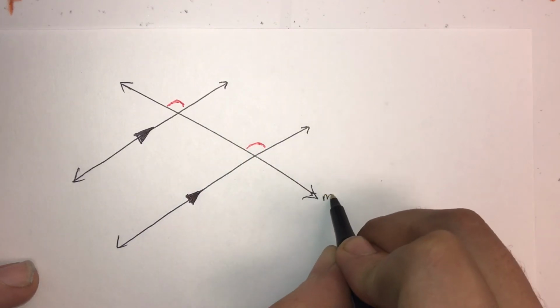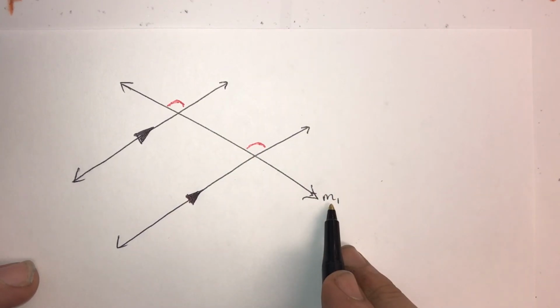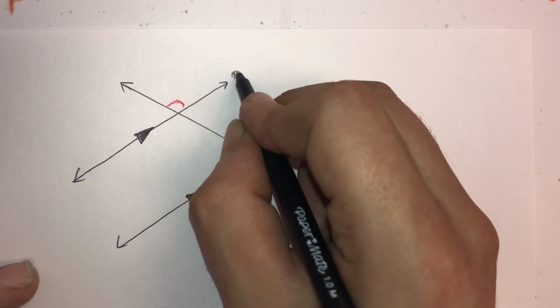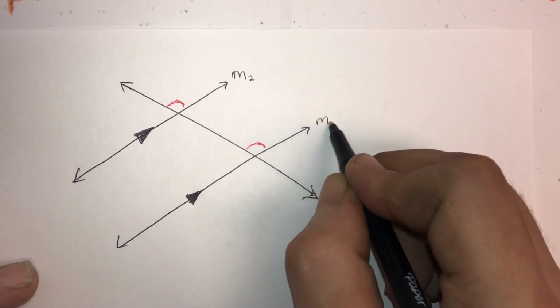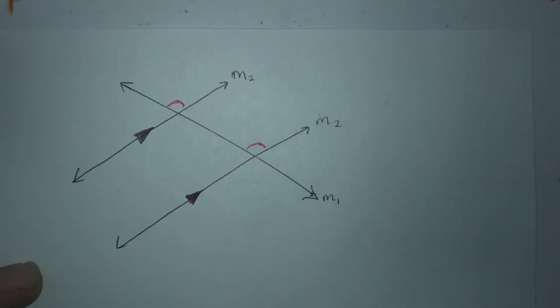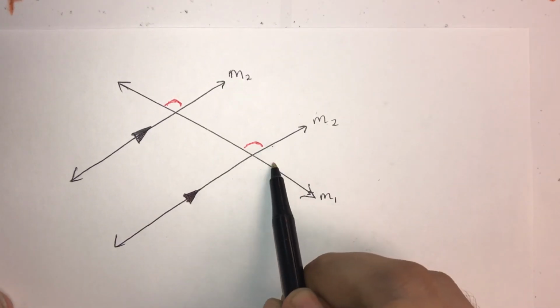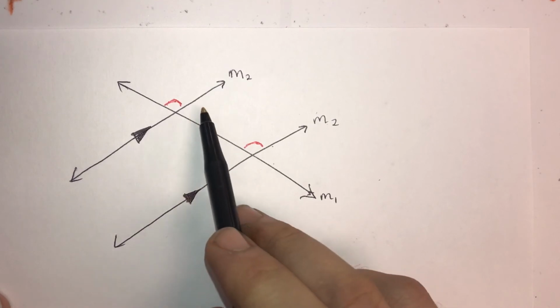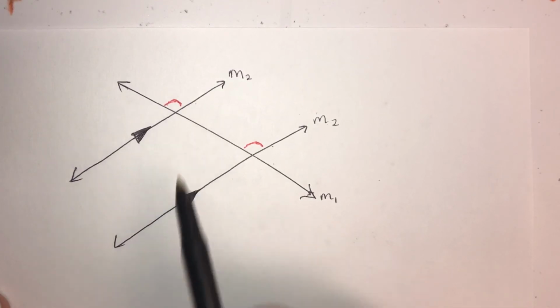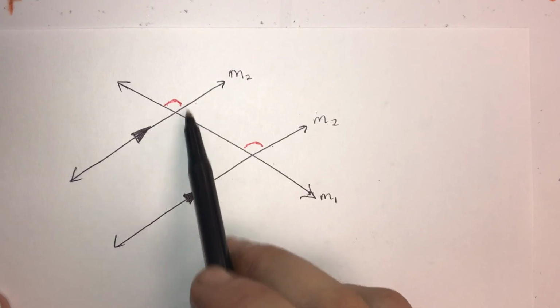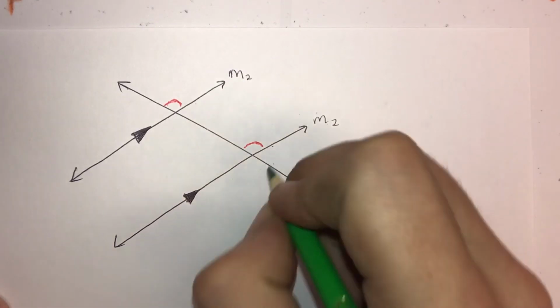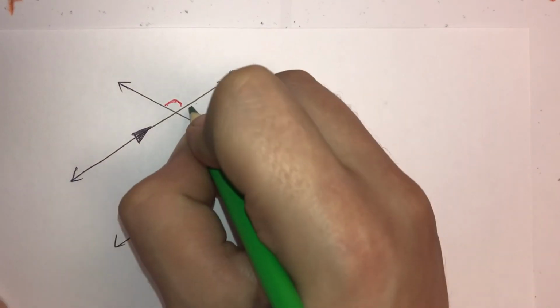So let's think about it this way. If this is M1 for slope 1, this is M2 for slope 2, this line also has to have the same slope, because lines that are parallel always have the same slope. So if they have the same slope, then the relationship between the slope of this line and this line is the same as the relationship between the slope of this line and this line. So these two lines, maybe I should mark these angles. It doesn't really matter. All corresponding angles are congruent.